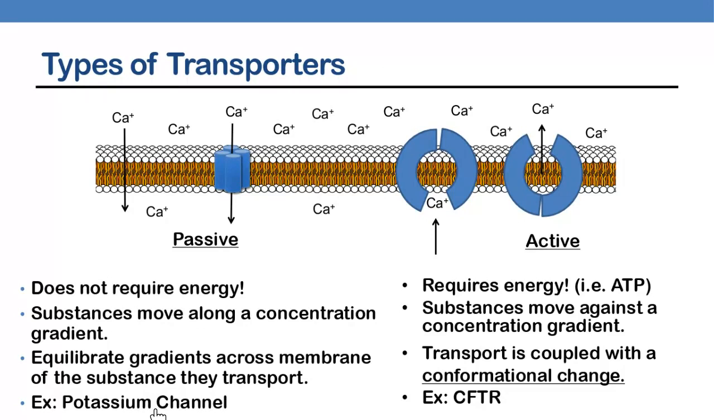If you're moving it against its gradient, you need to input some sort of energy, whereas for passive and facilitated diffusion, the energy of transport comes from that gradient. So a lot of the time these transporters use ATP as a substrate, and this drives the conformational change against the gradient. Now, the conformational change is also important because you don't want molecules flowing back.